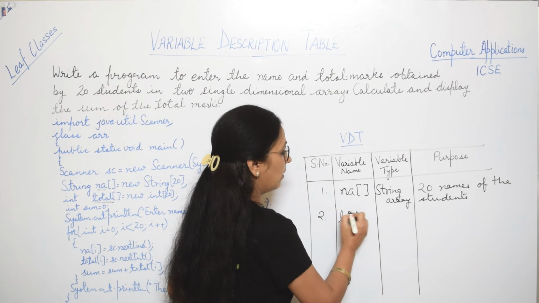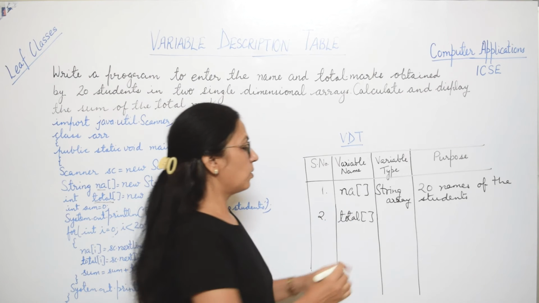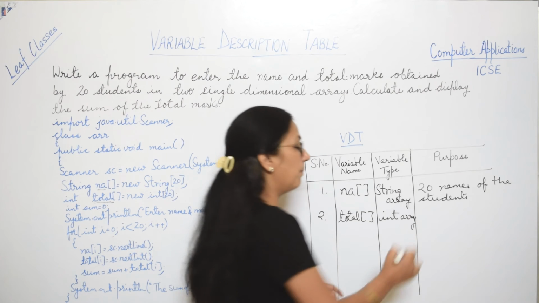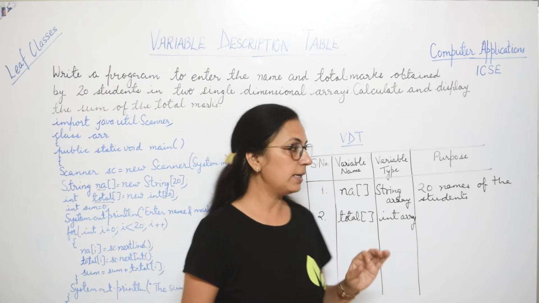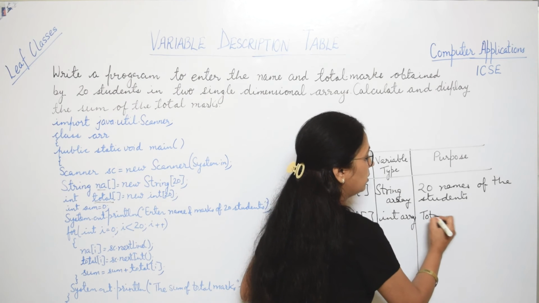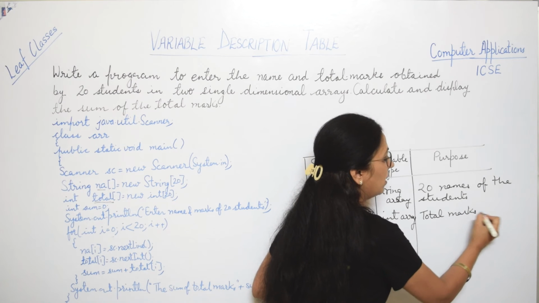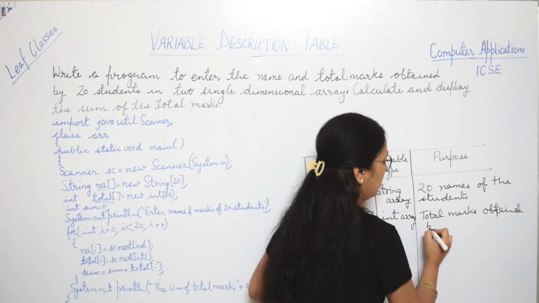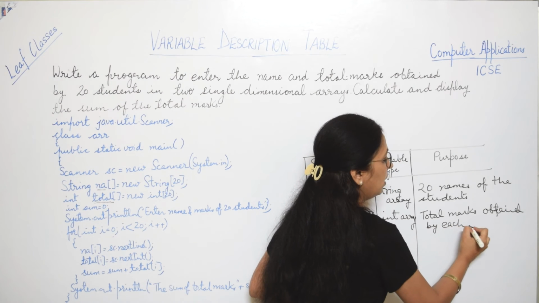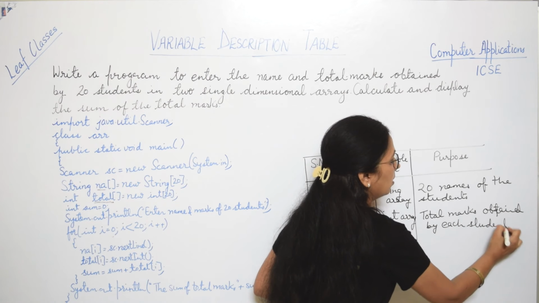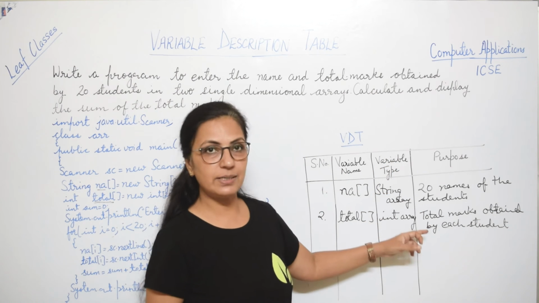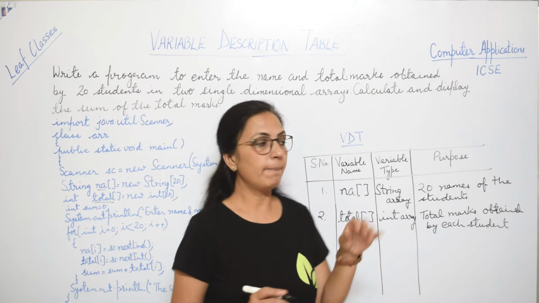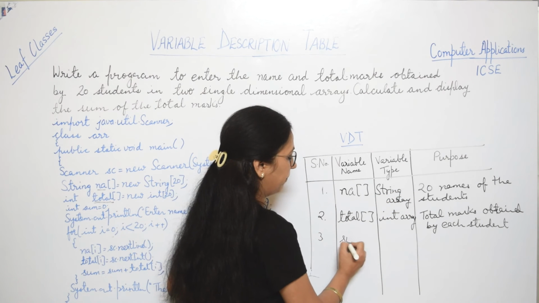Then the second is total. Total is again one array variable. So here you can write the type int or int array. Both are perfectly correct, children, right? So here you can write total marks obtained by each student. Children, here if you see I have written different language, so whichever you find appropriate, just write in your language, okay?